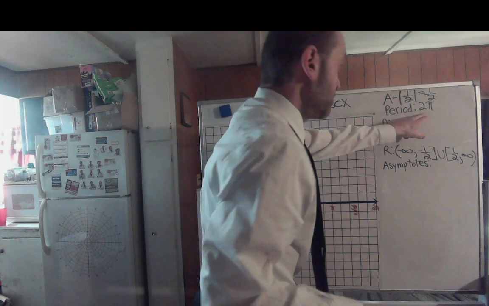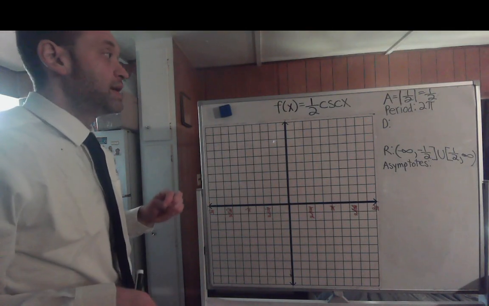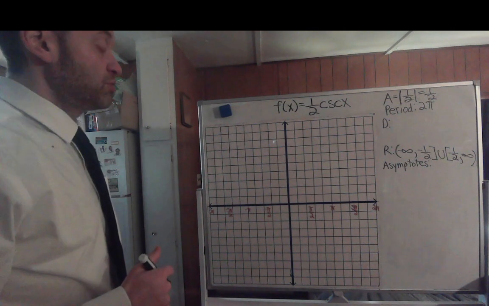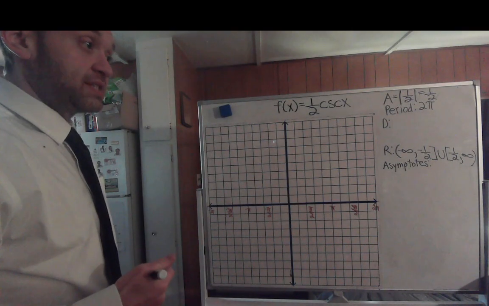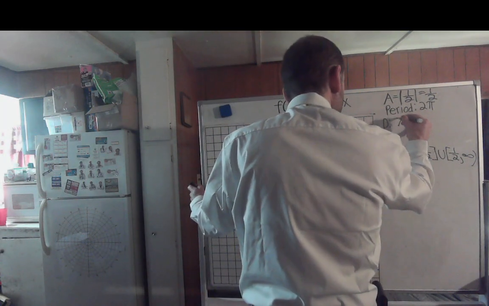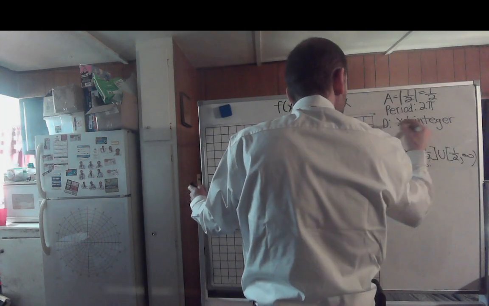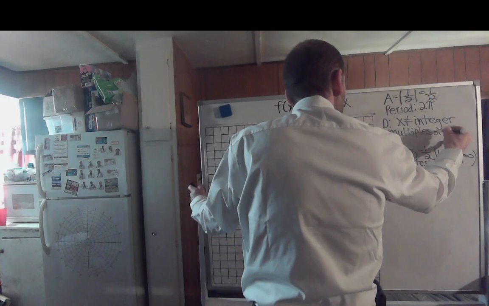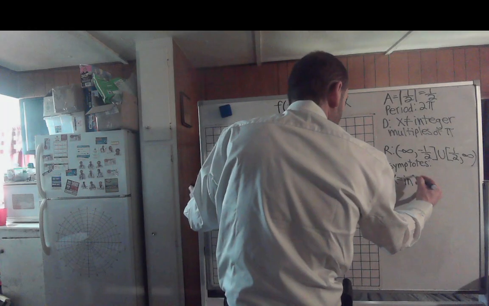Your period's still 2 pi. We're going to get to period changes in just a minute here, but let's talk about the domain. Again, where is the cosecant undefined? The cosecant is undefined at integer multiples of pi. So x cannot equal integer multiples of pi. Alright, and then that means the asymptotes are at x equals integer multiples of pi.